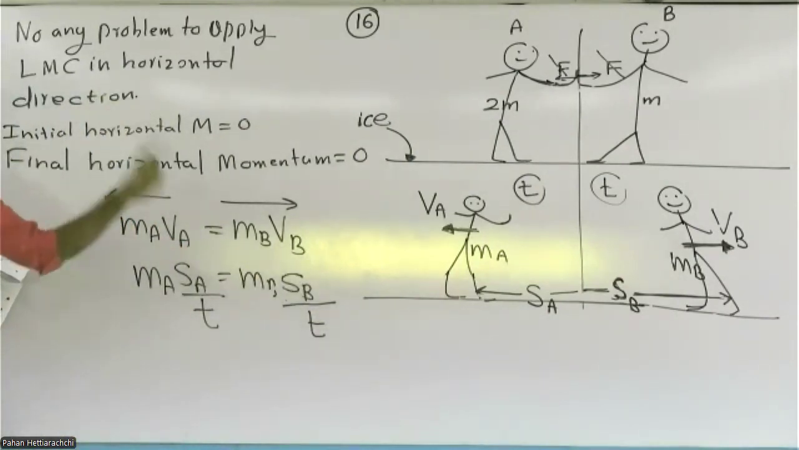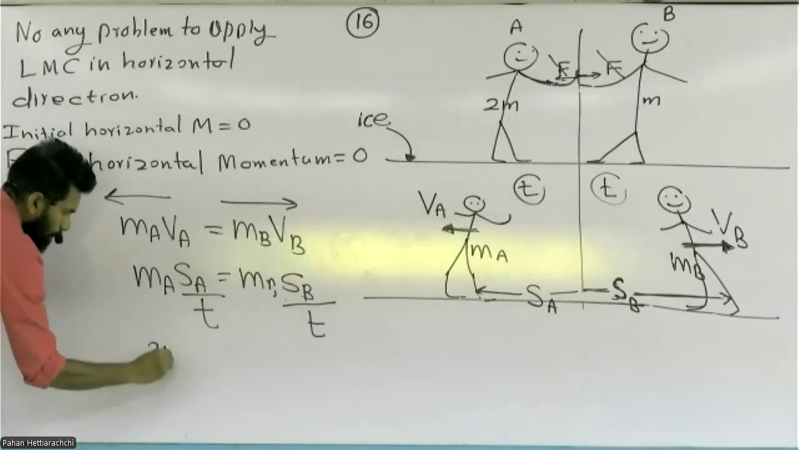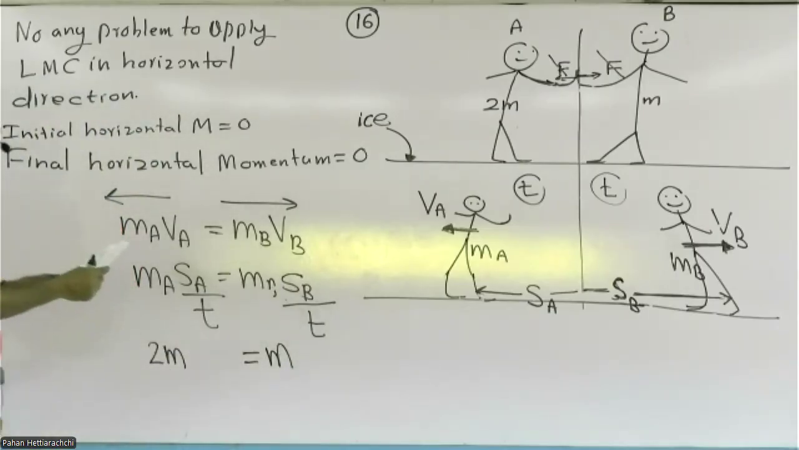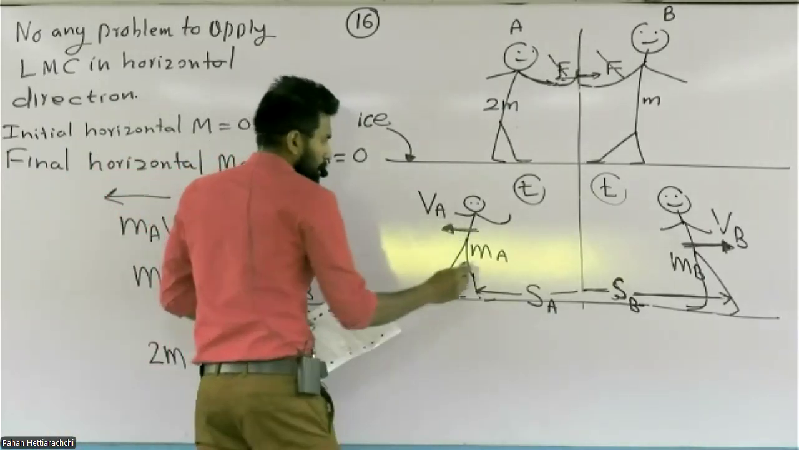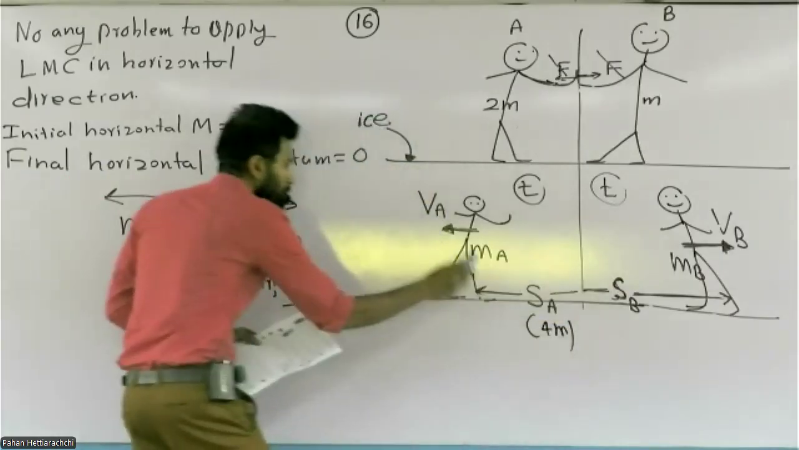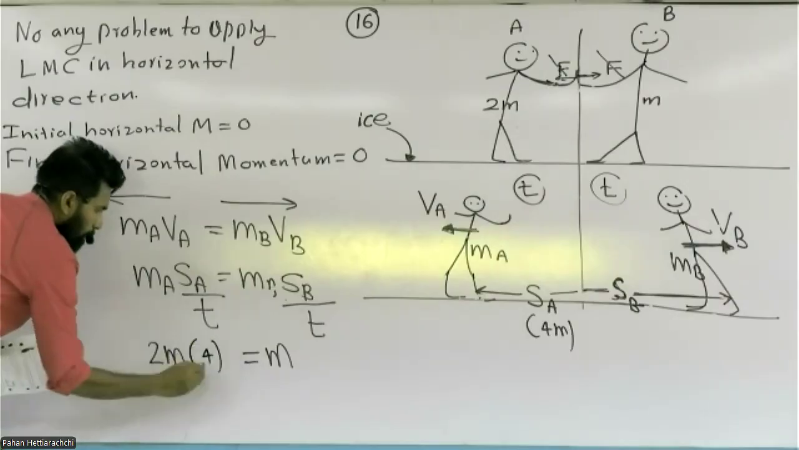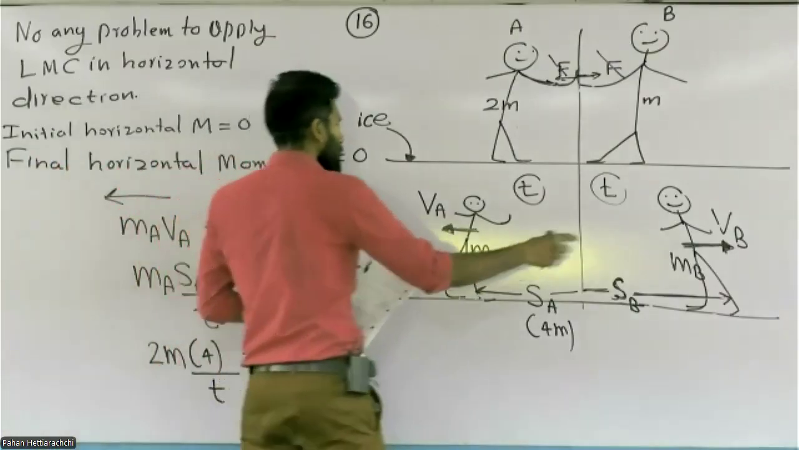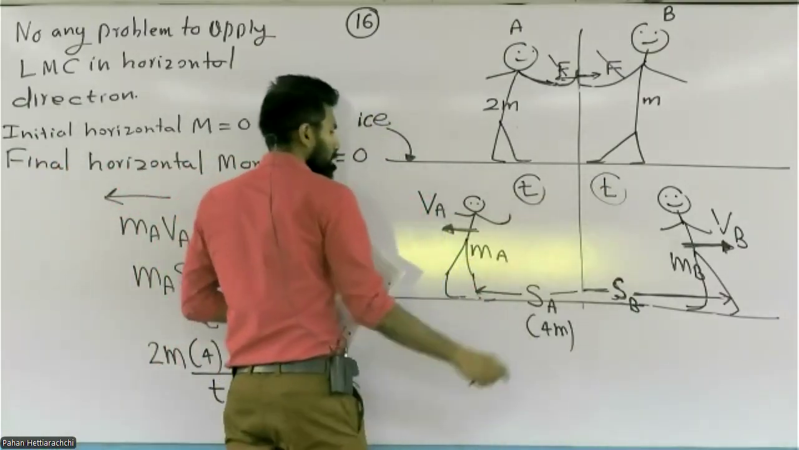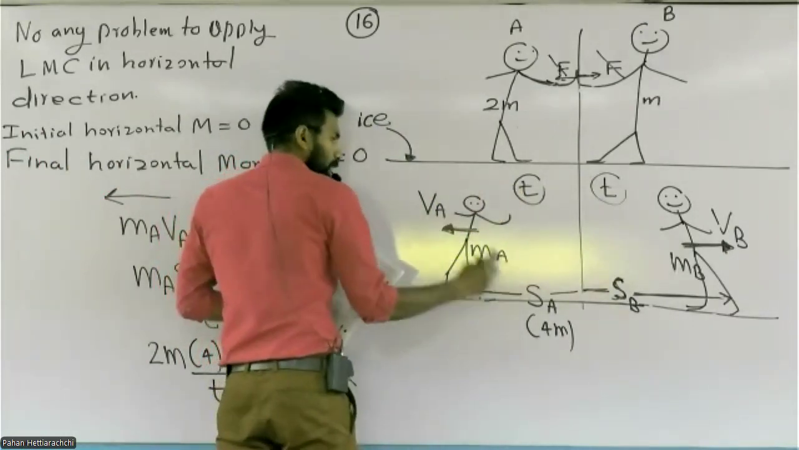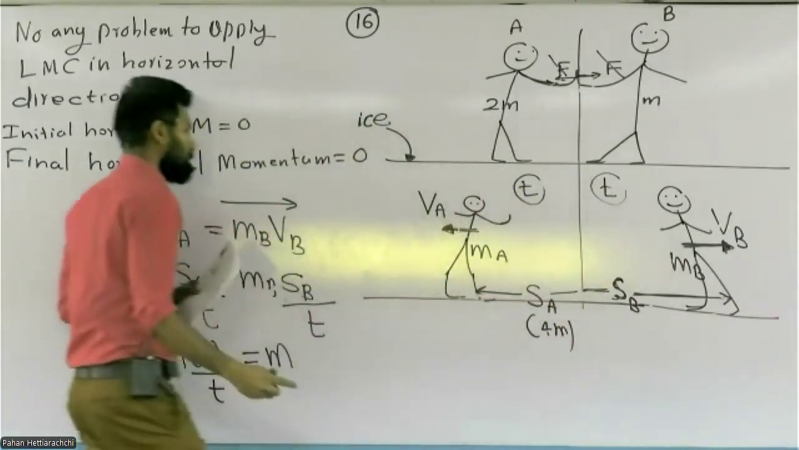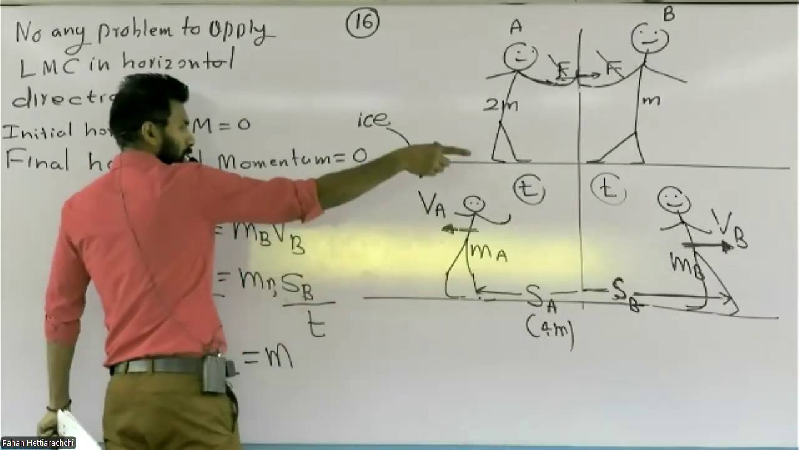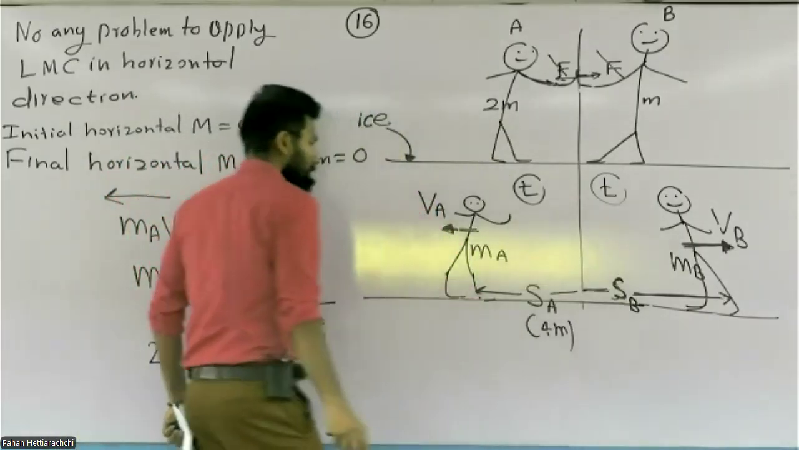Now you can substitute the masses. Mass of A is equal to 2M, and mass of B is equal to M. And the distance traveled by A is equal to 4 meters here. So the velocity of A is 4 over t. They ask you to find the distance traveled by B within the same time period. Within a time period t, A has moved the displacement SA, 4 meters. So the velocity is 4 over t. You have to find the other displacement SB.